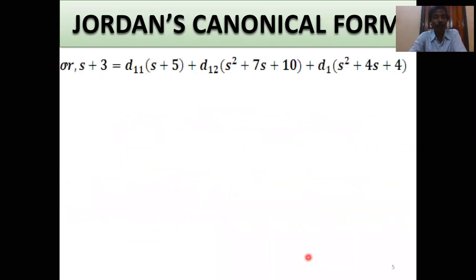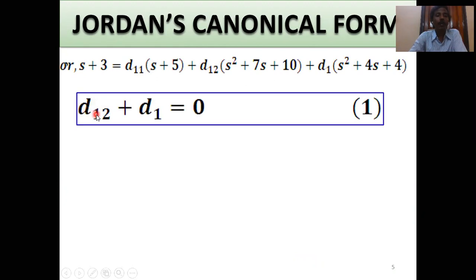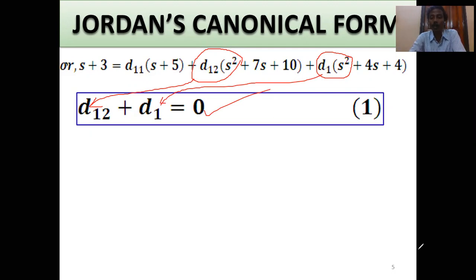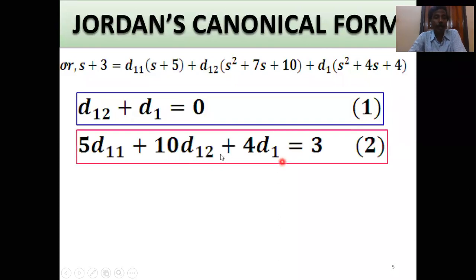So first, for the s square coefficient, d12 plus d1 equals 0. This is the s square coefficient: d12, and d1 into s square, and this is equivalent to 0. This is the first equation, equation number 1. Then comparing both sides, the s coefficient.